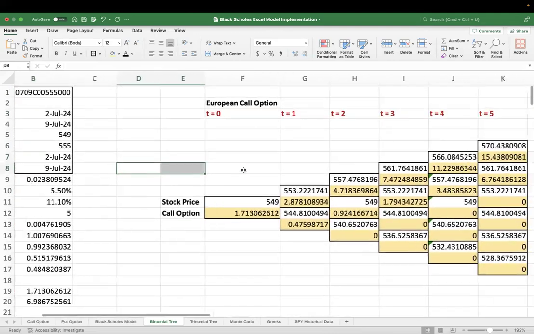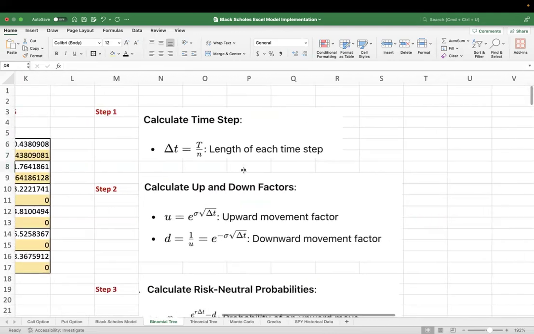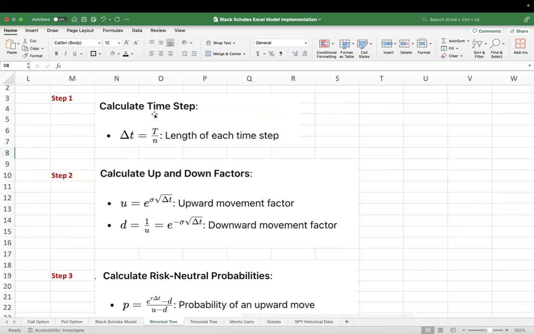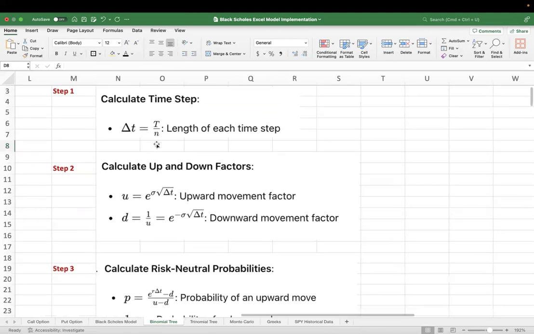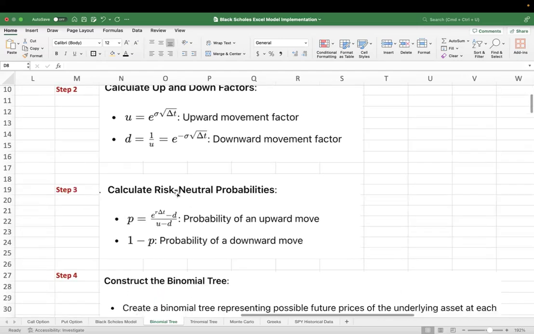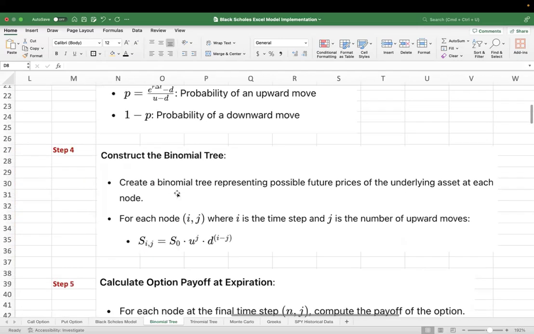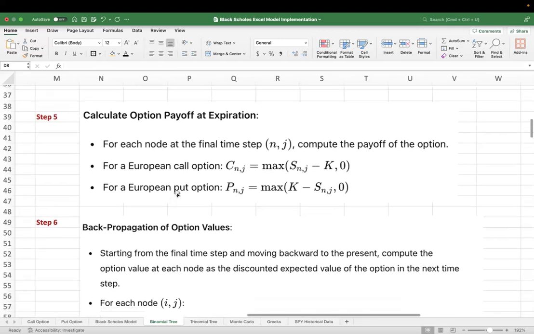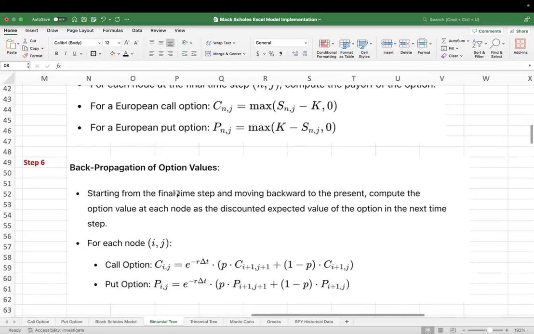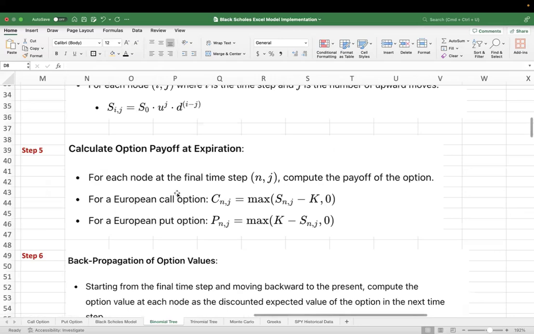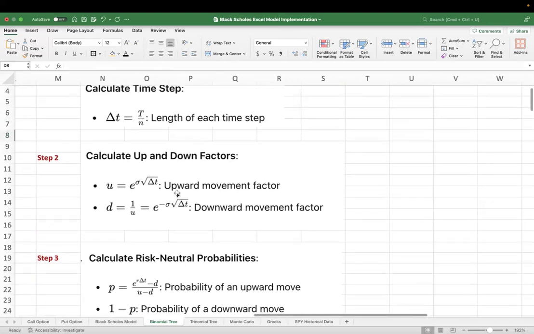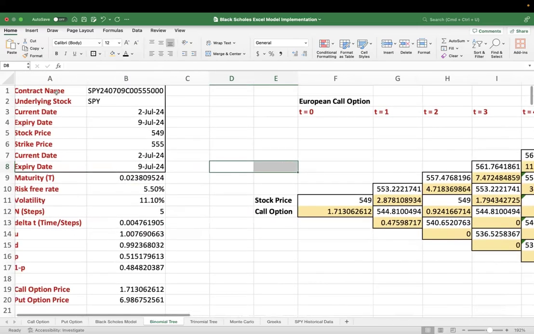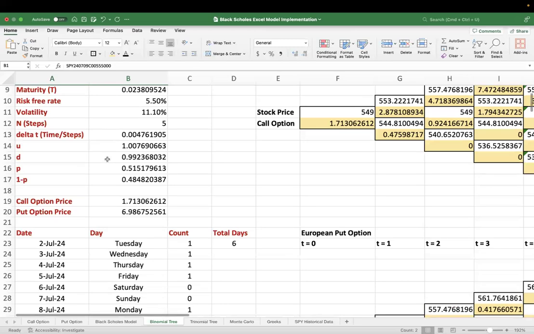If you all remember the steps, what was our first step? I've just written here all the steps so that it's easy for all of you to follow. The first step is to calculate the time step, which is delta t is equal to T by N. Second step is to calculate the up and down factor. Third step is to calculate risk neutral probability. Fourth step is to construct the binomial tree. Fifth step is to calculate the option payoff at expiration. And the last piece is backpropagating the option values. This is the structure that we have to follow for valuing this contract, so that we can arrive at the value of this option.